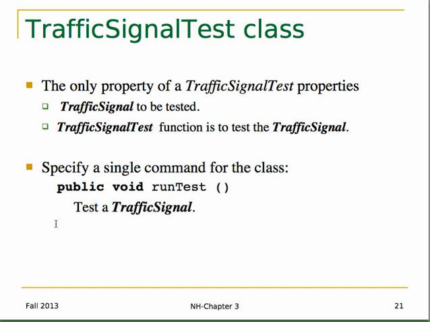Okay. So the traffic signal test class, all it needs is one thing, one data member, or one property, as we are referring to it now, or feature. Those are all words that mean the same thing. It's the traffic signal object that is going to be tested. So the function of the traffic signal test class is to test this traffic signal object that we create, that's the data member. So it specifies a single command for this class, that is run test.